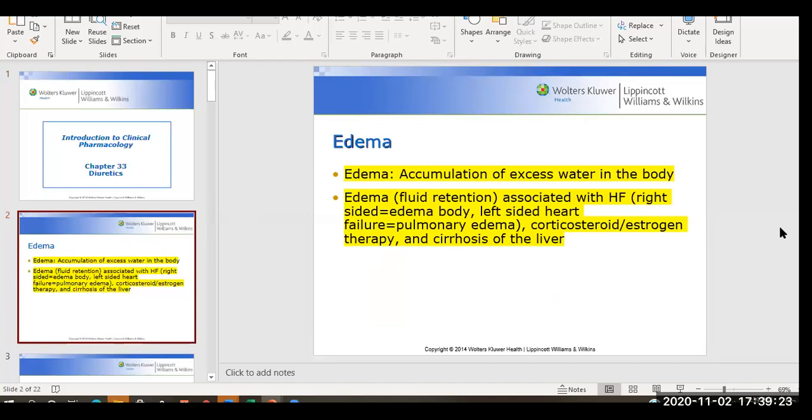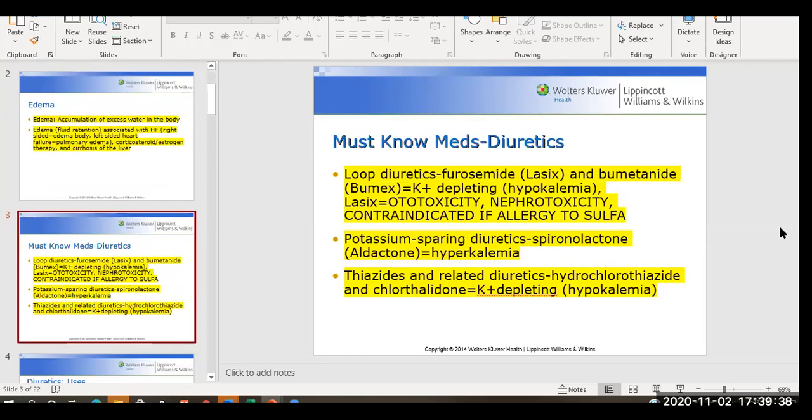Corticosteroids and estrogens long-term can cause fluid retention. And cirrhosis of the liver can cause abdominal ascites, which is fluid retention. All of those diseases can cause excess fluid that's accumulated in the body, right? Here are the meds that you have to know. There are three subclassifications with diuretics. They're either loop diuretics, potassium sparing, or thiazides.